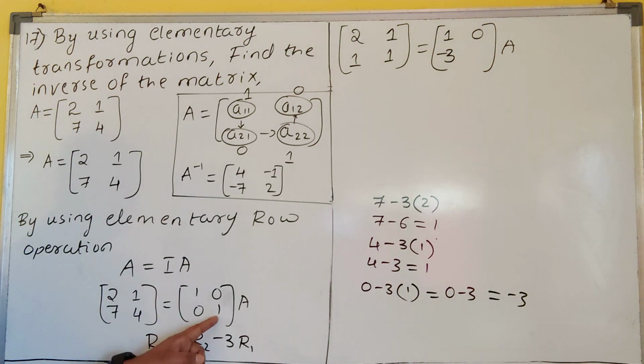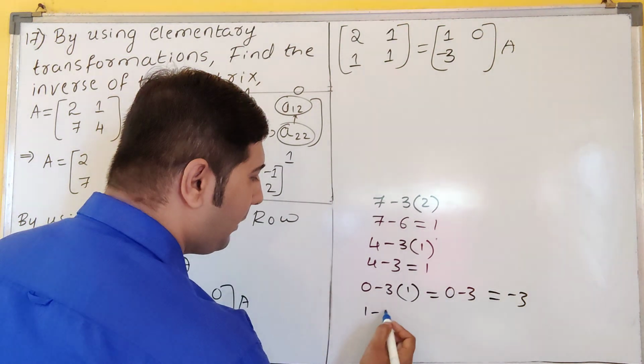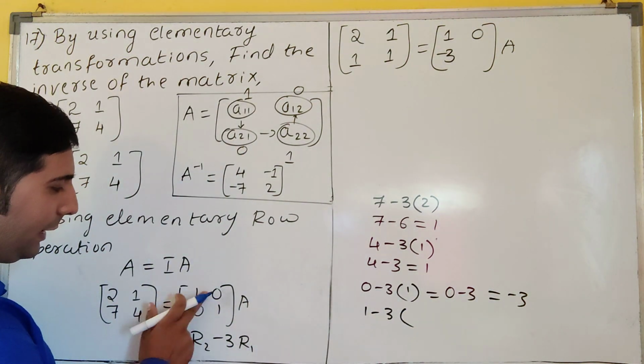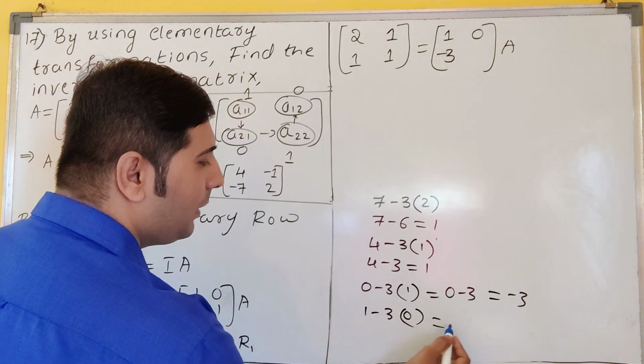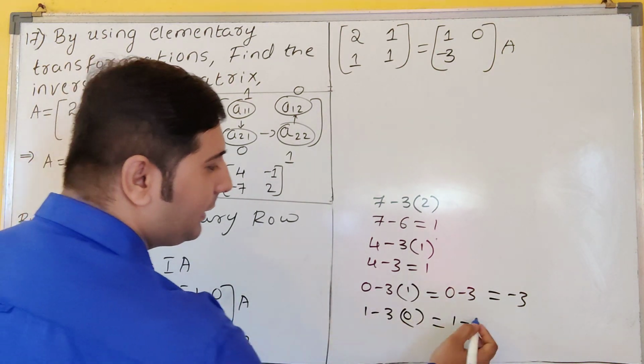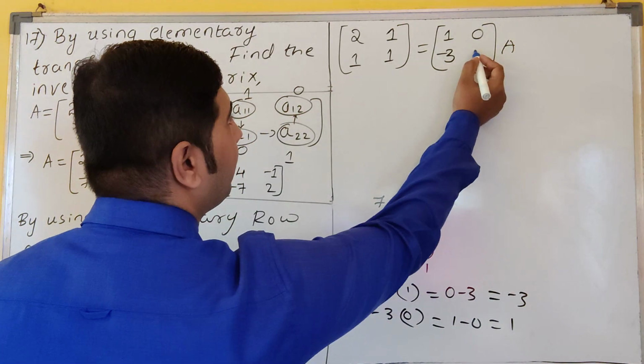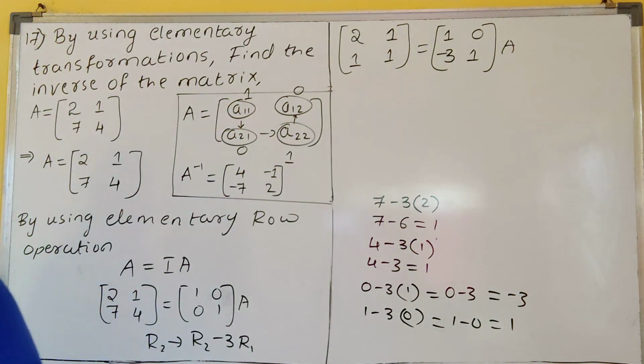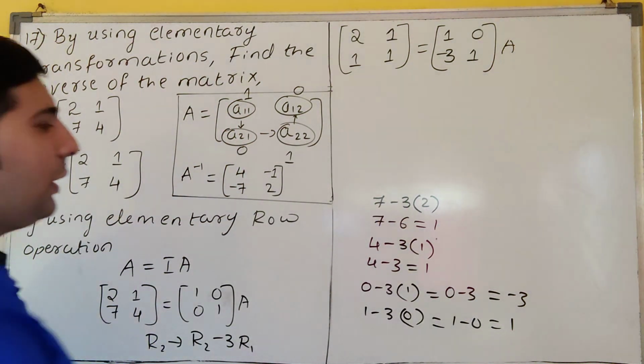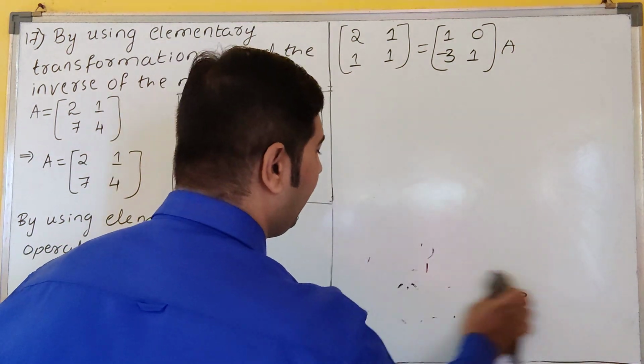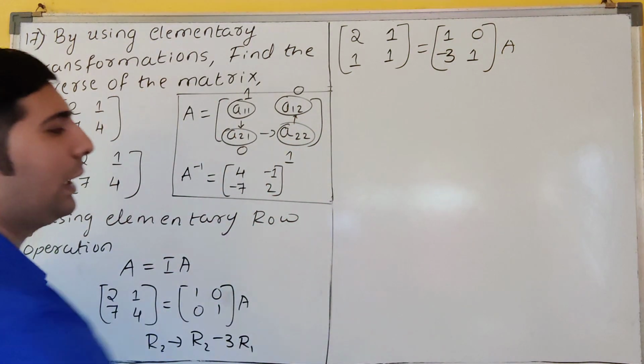So now see, R2 is how much? 1. 1 minus 3 into R1 is how much? 0. Minus 3 into 0 is 0. 1 minus 0 is 1. Clear? Understood everyone? So now we can apply it. How to get the answer now?